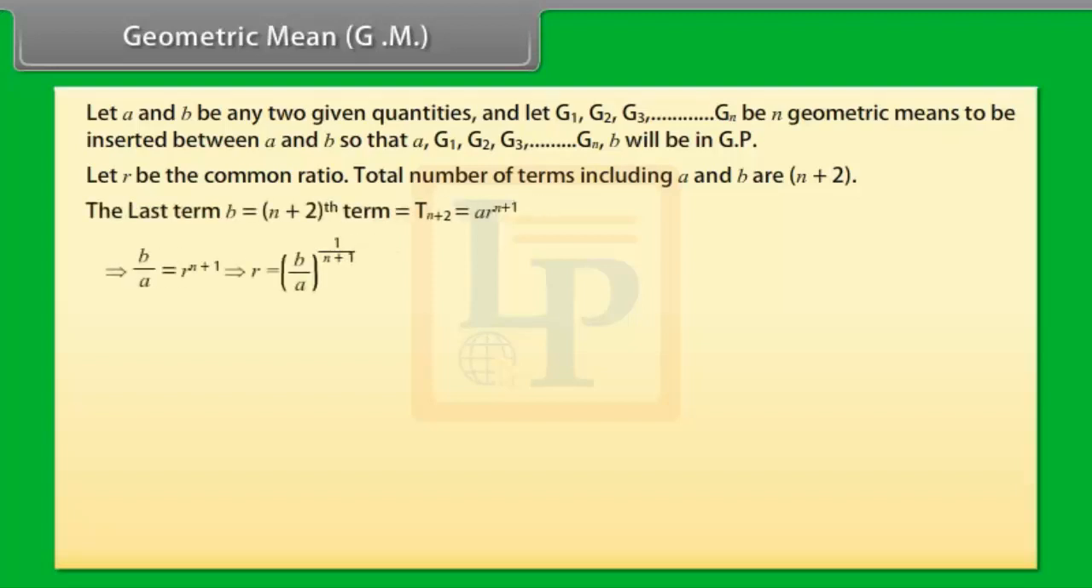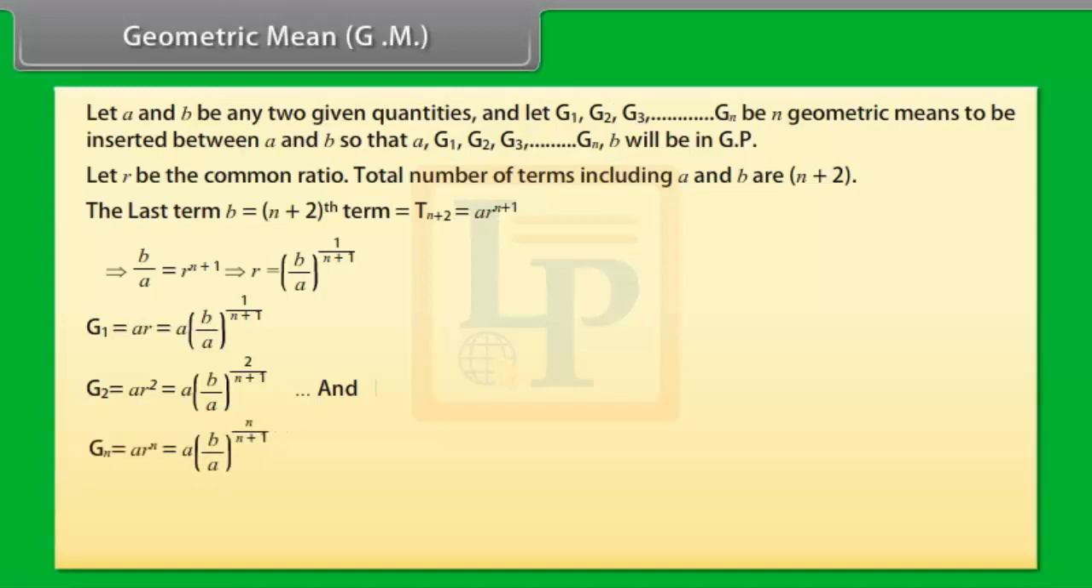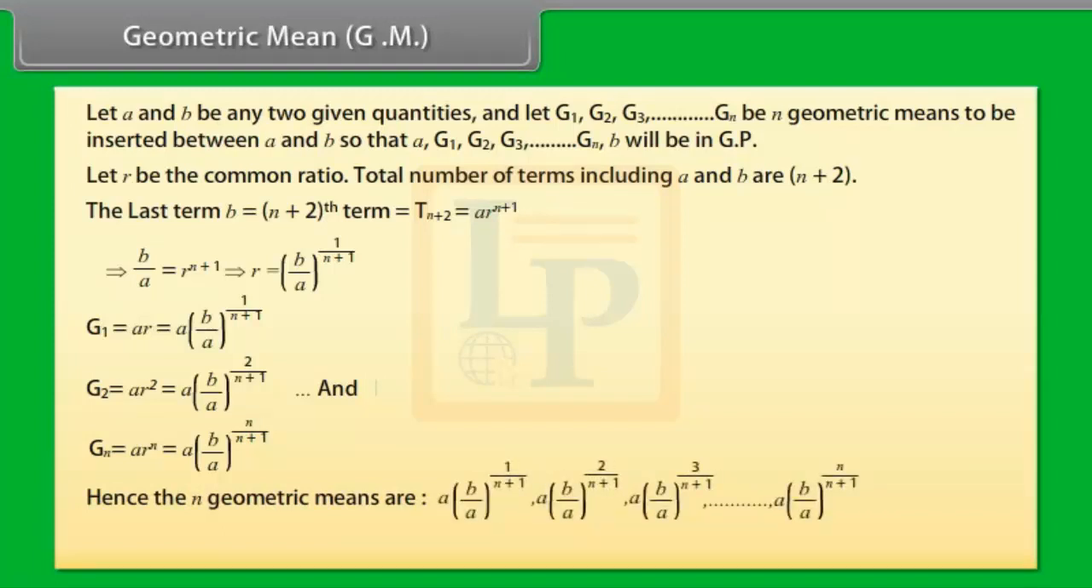The last term b is a into r raised to n plus 1. G1 is equal to a into r is equal to a into (b by a) raised to power 1 by n plus 1. G2 is equal to a into r square is equal to a into (b by a) raised to power 2 by n plus 1. And so on. And Gn is equal to a into r raised to the power n is equal to a into (b by a) raised to power n by n plus 1. Hence, the n geometric means are these, which can be inserted between a and b.